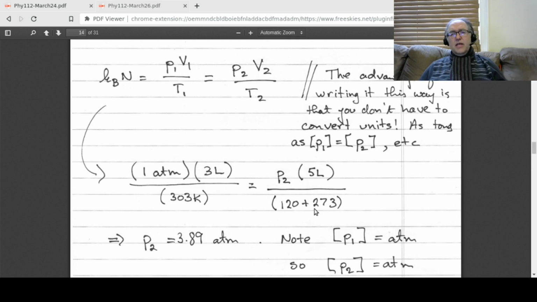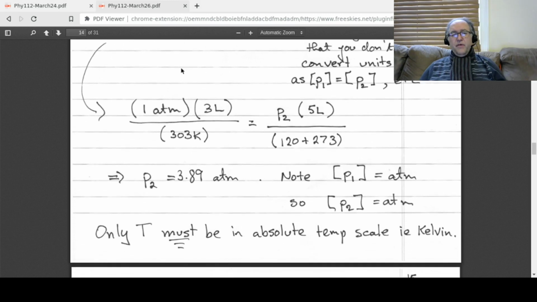Okay, and so you can see that by doing this, you avoided any of this kind of conversion business with P's and V's. Okay, and poof, out it comes. Now, of course, because we were working in atmospheres, the answer for P2 is going to come out in atmospheres, but there it is, 3.89 atmospheres. All right, and so this will save you some time, say on a test. So you don't have to do the conversion or possibly even make a mistake in doing the conversion.